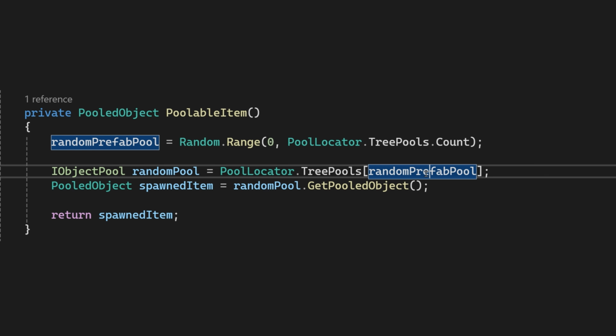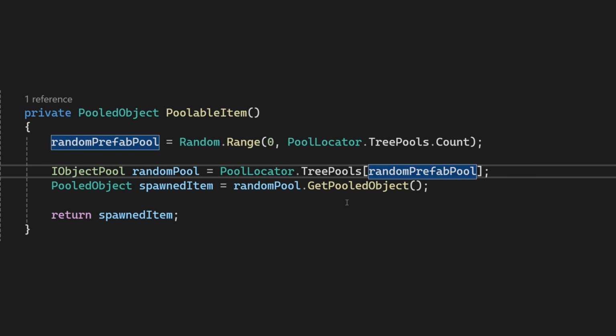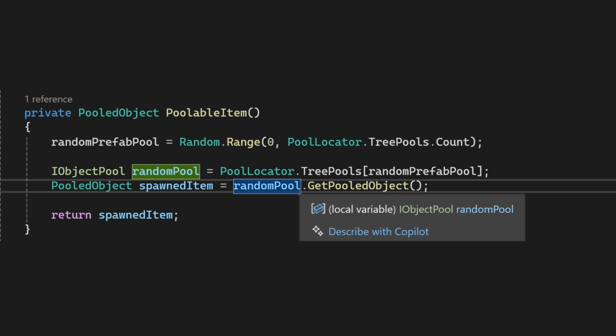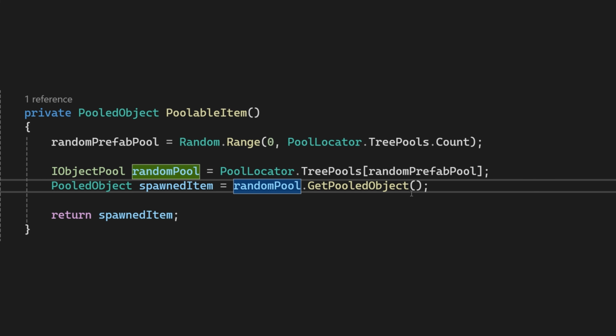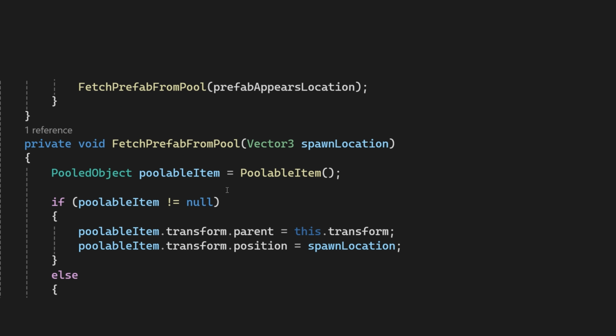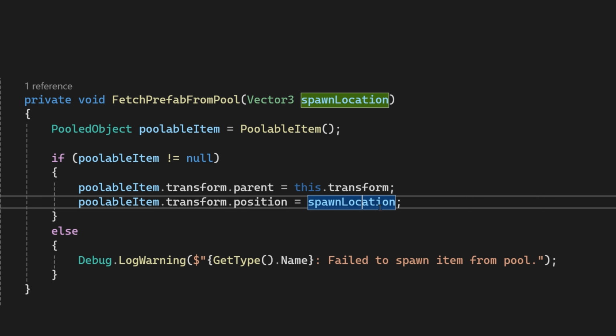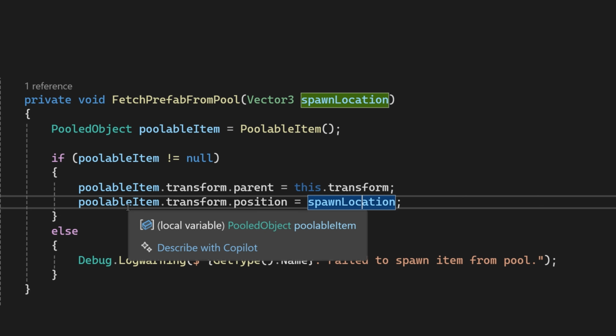Here we're just using an array of tree pools, and it selects one randomly. And then the random pool is then asked for its pooled object called spawned item, and it returns it. And then once we've got the poolable item, we set its parent, and we use the XYZ coordinates as its spawn location. And in here I could put rotations and so on, and that's all it does.